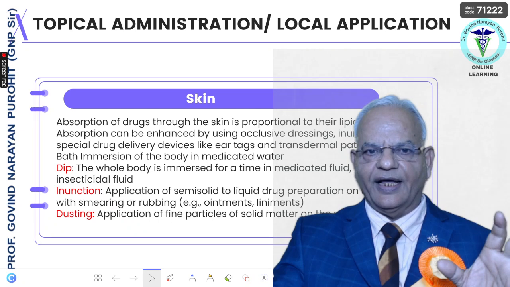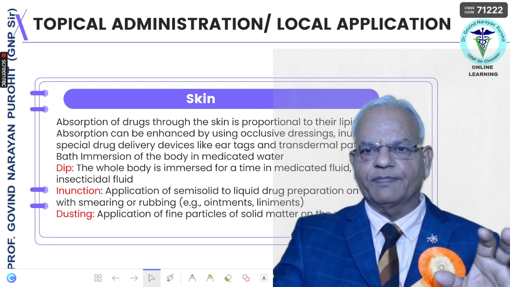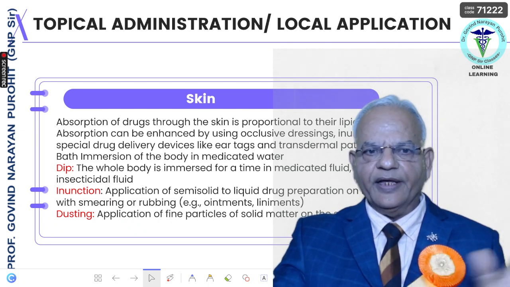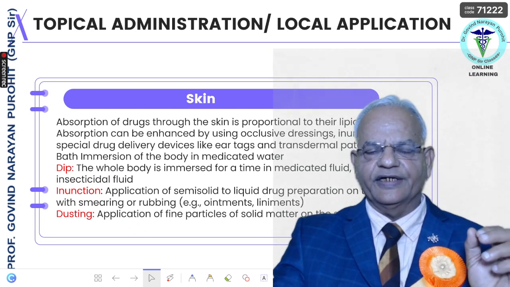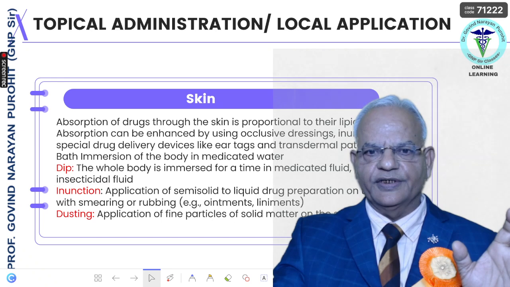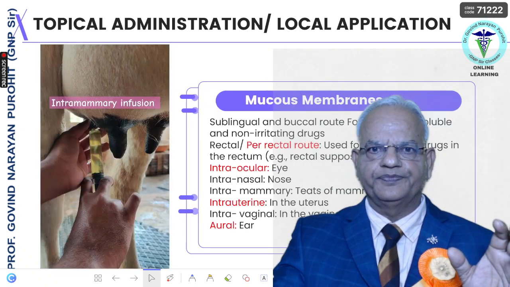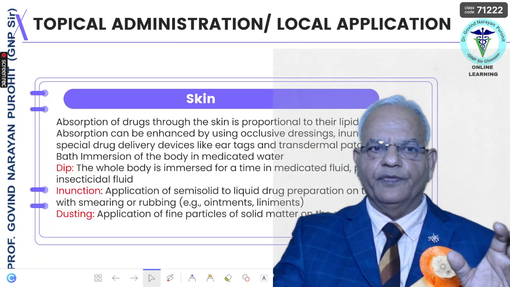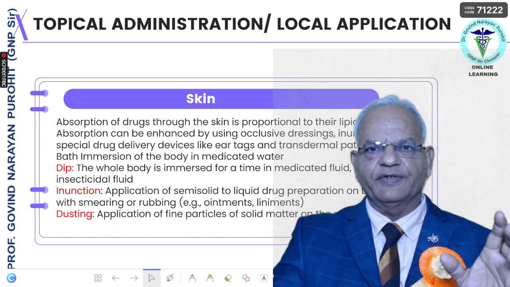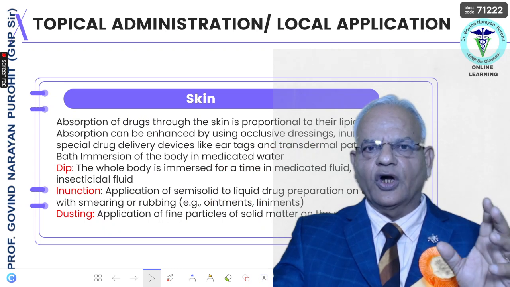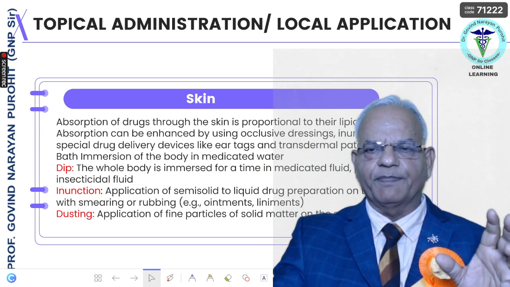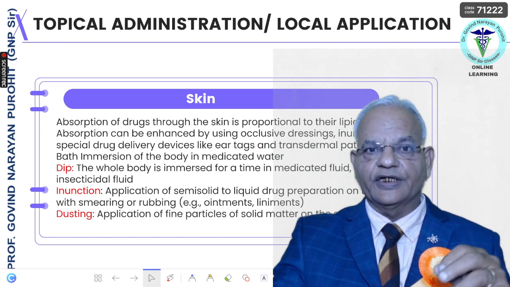Then there is the inunction, application of semi-solid to liquid drug preparation on the surface with smearing or rubbing. And then there is the dusting, using powders, particles of solid matter on the surface. When using the topical application, one must be careful that the animal does not lick if the substance applied is toxic when consumed orally.